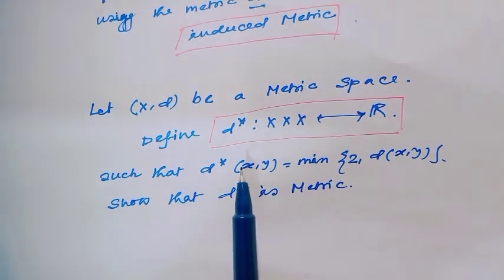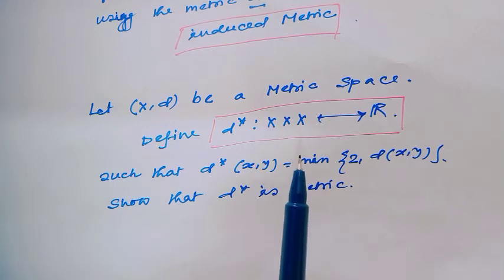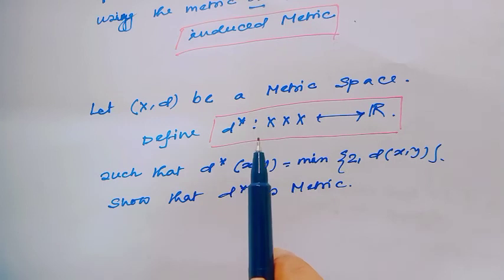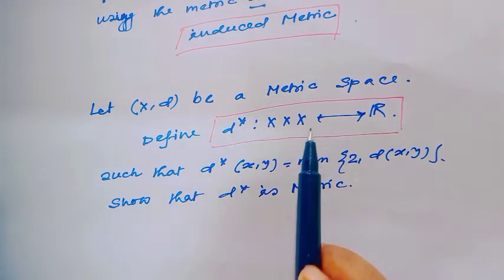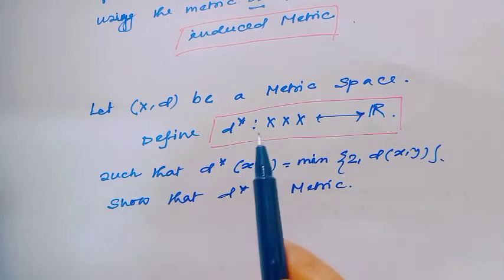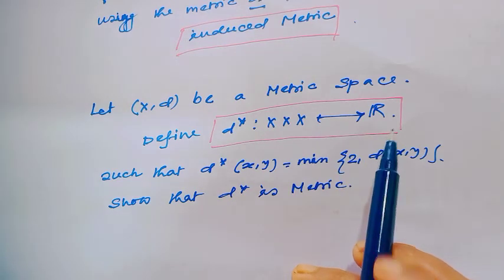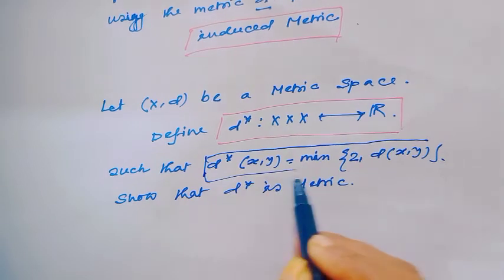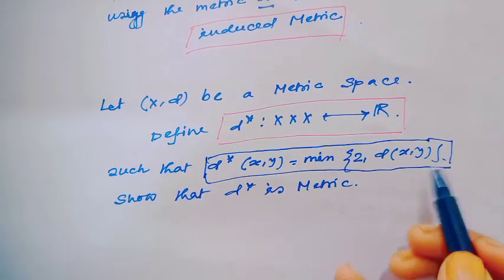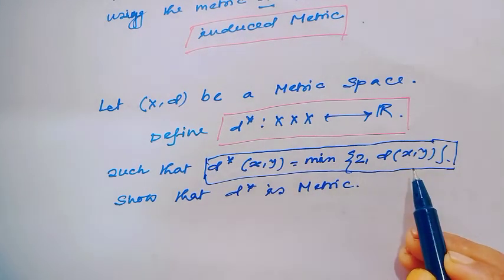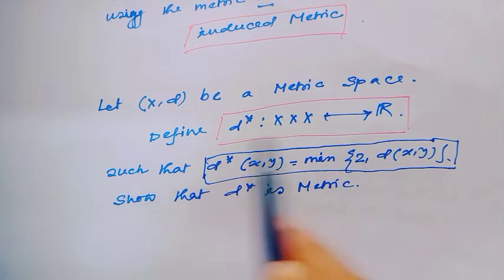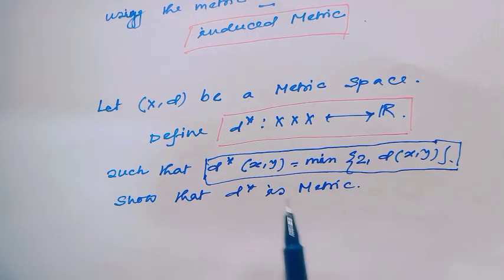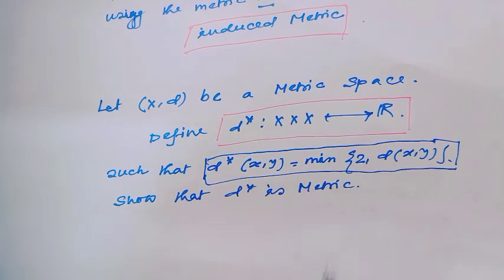As an example, consider (X, D) a metric space and define the new metric, denoted as D star, from X cross X to R, and the new metric D star is defined as the minimum of 2, D of xy, where D of xy is the original metric. Now we have to prove D star is a metric space.